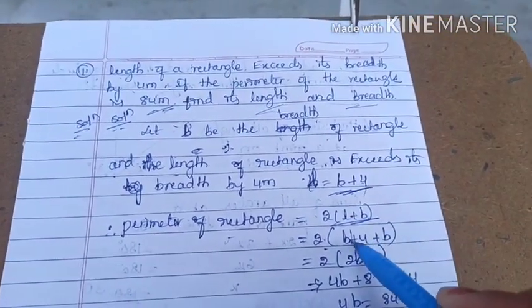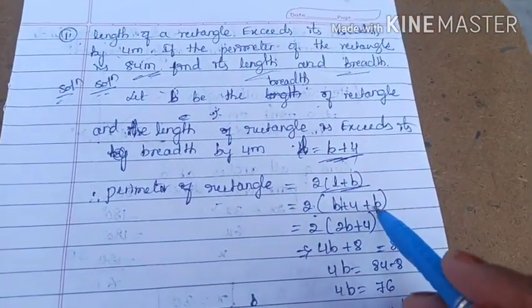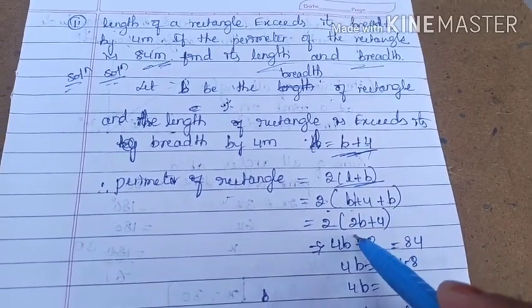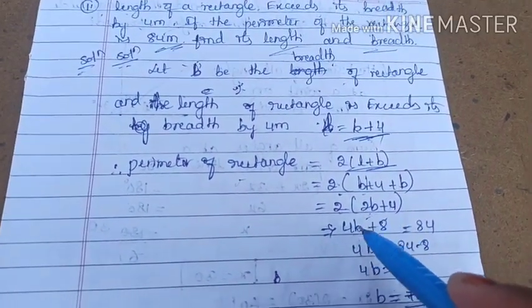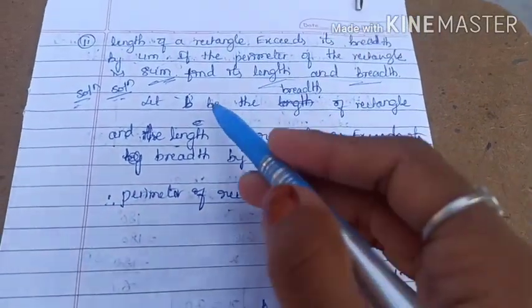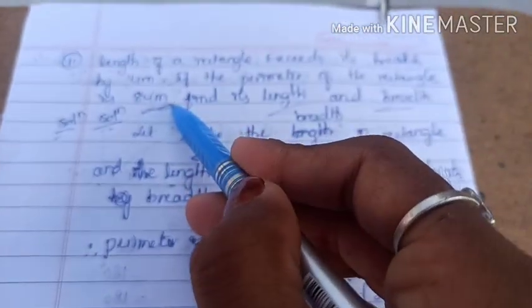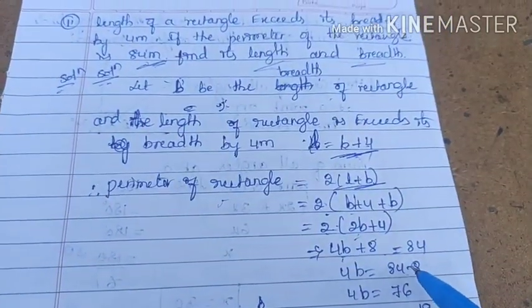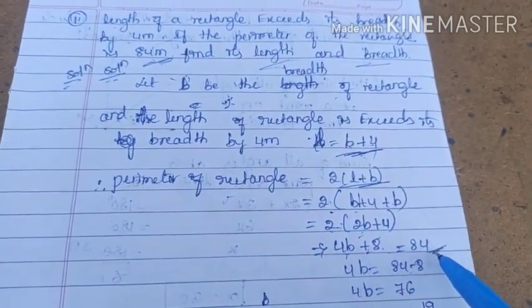The length of the rectangle is B plus 4 and the breadth of the rectangle is B. 2 of B plus 4 plus B is 2B plus 4. 2 times 2B is 4B. 2 times 4 is 8. 4B plus 8. Here they have given that the perimeter of the rectangle is equal to 84 meters. Therefore 4B plus 8 is equal to 84.